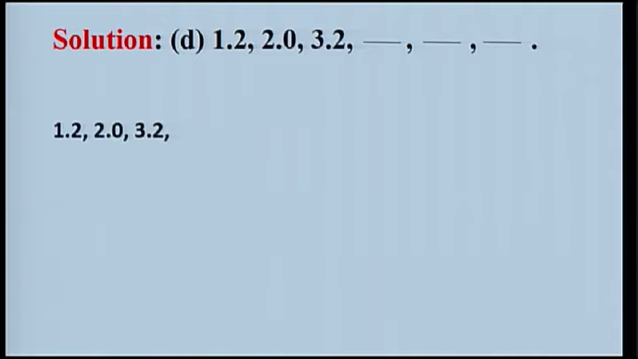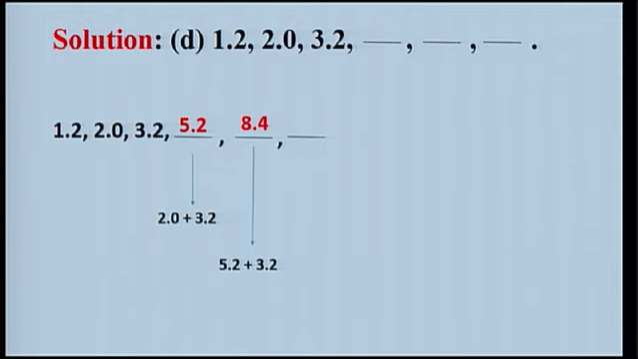Part D, 1.2, 2.0, 3.2. So to find the next step, I add 2 plus 3.2, which is 5.2. Next one, 3.2 plus 5.2, which gives me 8.4. And the last term, 5.2 plus 8.4, which gives me 13.6.